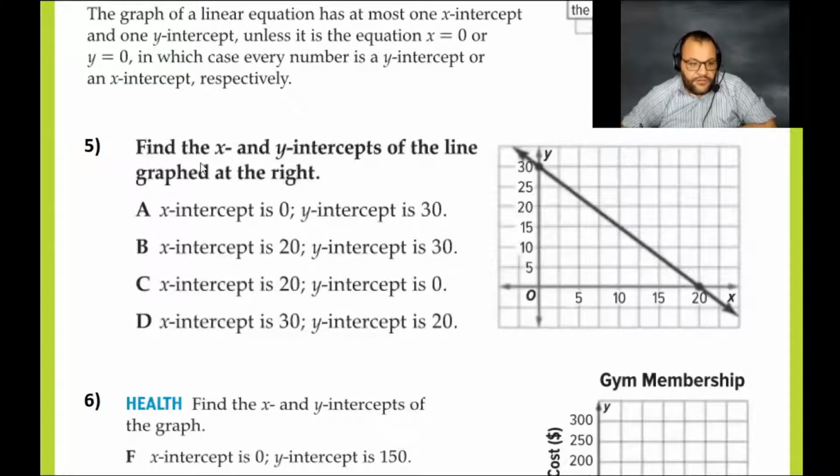Now we need to find the x and the y-intercept of the line graph at the right. If you don't know the meaning of the x-intercept and the y-intercept, you will not be able to solve. It's called understanding at this point.